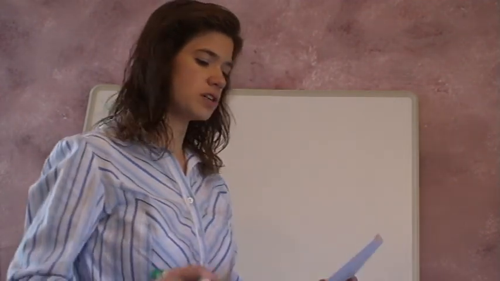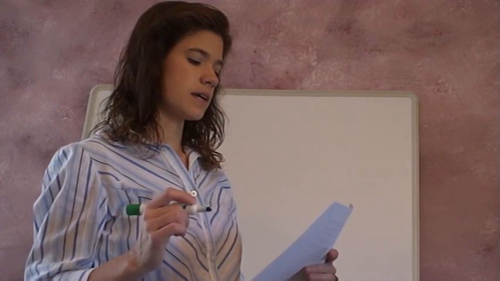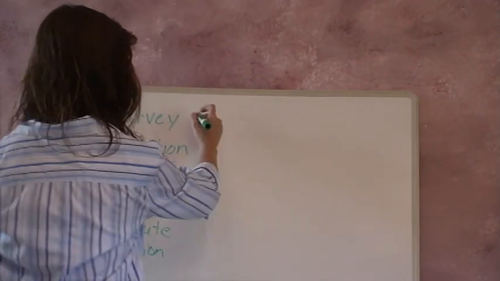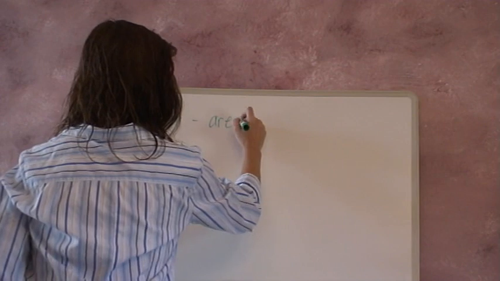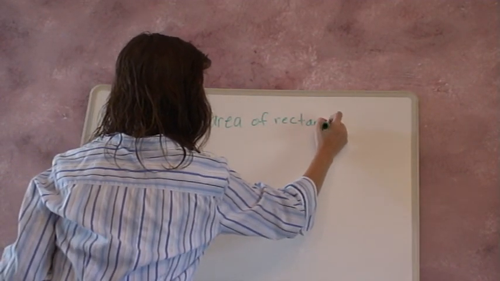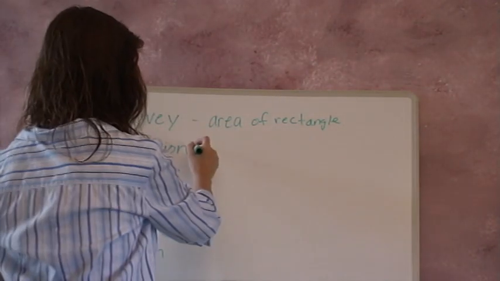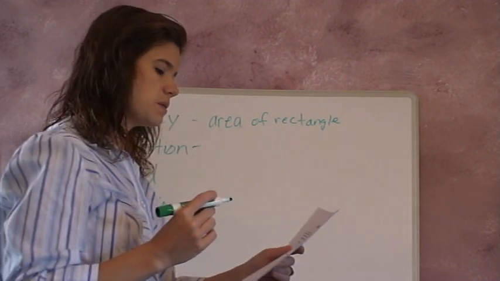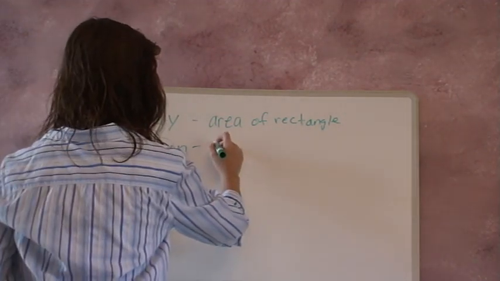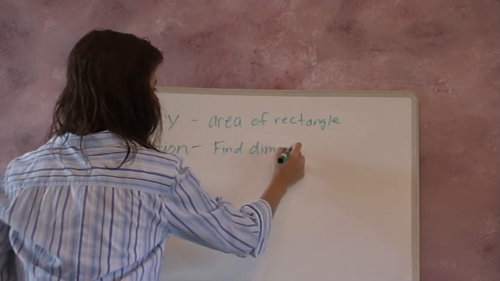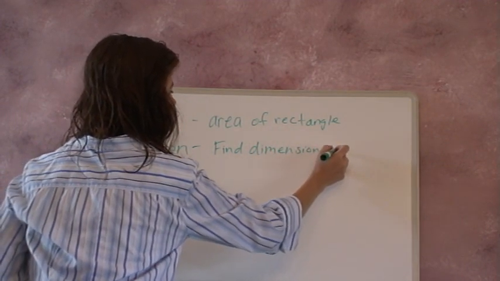Okay, so right now we've surveyed the problem, and I'm thinking, what kind of a problem is this? I believe it's an area of a rectangle problem. So for survey, I'm going to put area of a rectangle. Now, question. It was asking me, what dimensions should the fence be? So I need to find the dimensions of the fence.